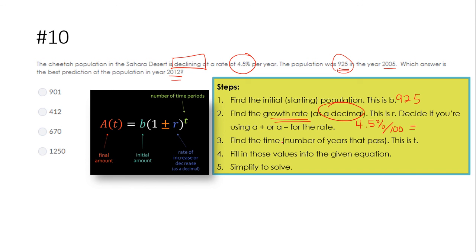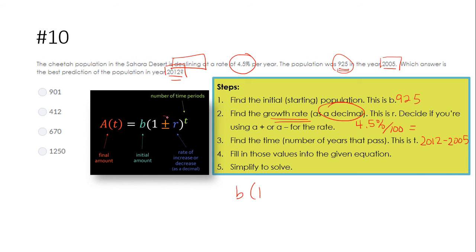And then we want to find the time, number of years that pass. This is T. We're starting in 2005, we're ending in 2012. So my total time would be the difference between those 2 years. And then we're going to fill those values into the equation. So you're going to plug in your value for B. That's your starting point. Okay?